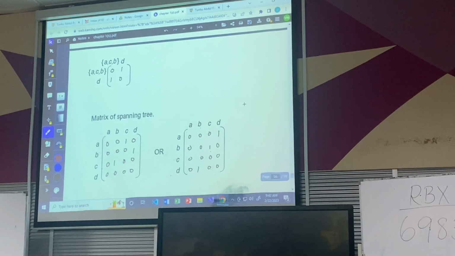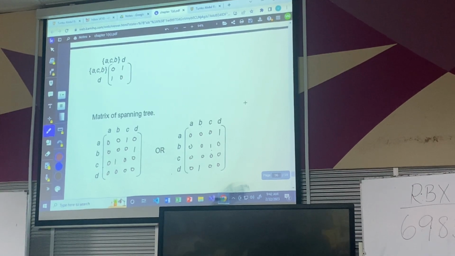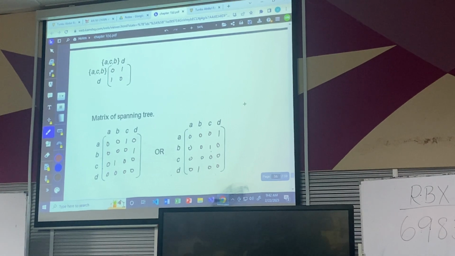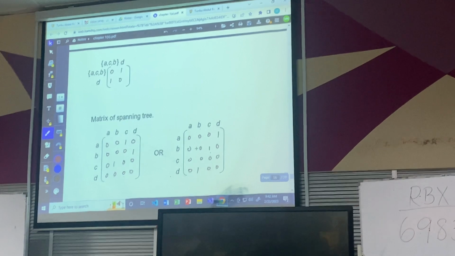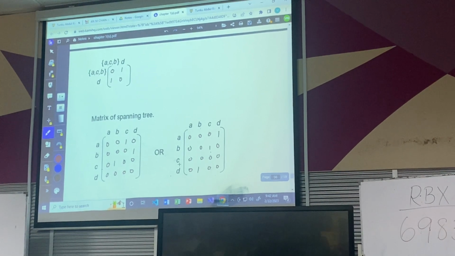So you can try. If you are not sure whether your spanning tree after you draw is a correct spanning tree or not, then you just check using this method. If you see that all the other vertices, the columns here, have at most one 1, then it is correct. Of course, your root cannot have one.